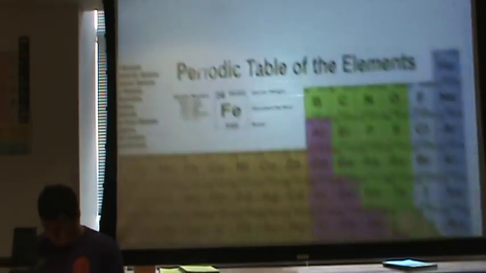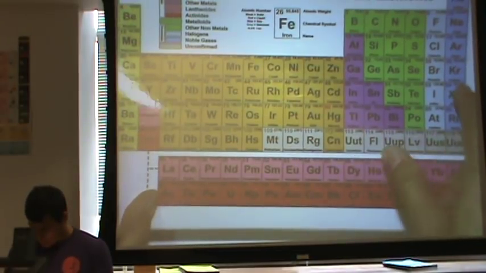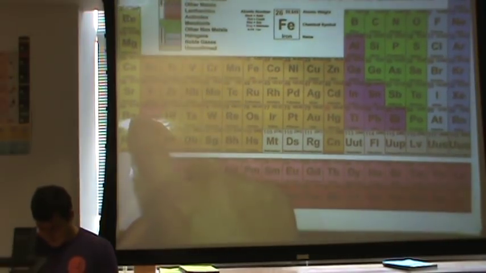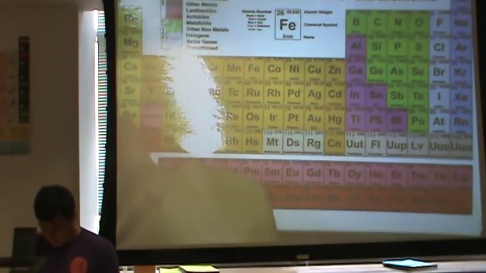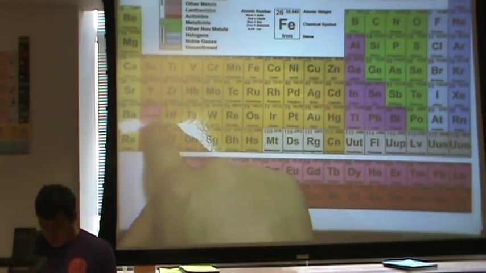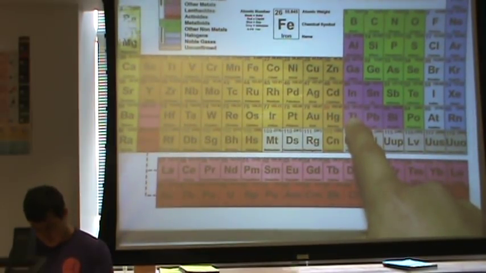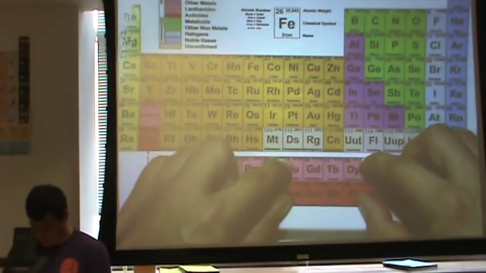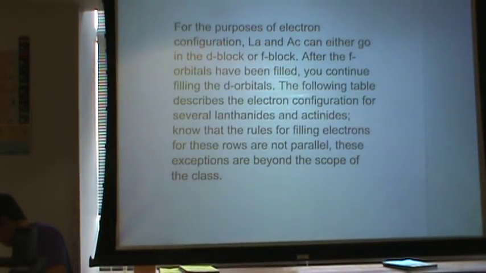So if I were to do the electron configuration of, let's say, thallium, I would start with xenon, then 6s2, and then instead of continuing on through the D block, we would go down through the F block first. So it's 6s2, 4f14, and then we would go back to our D block. So this would be 5d10, and then finally 6p1, and that would be the electron configuration for thallium. So you want to go F orbital first, then D orbital, and then P. Hopefully that was clear.